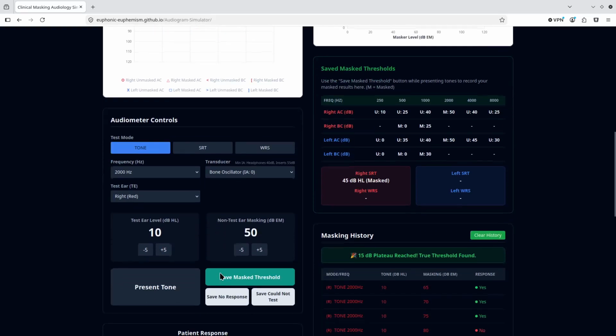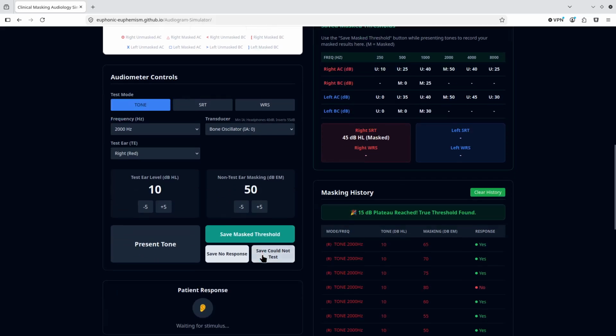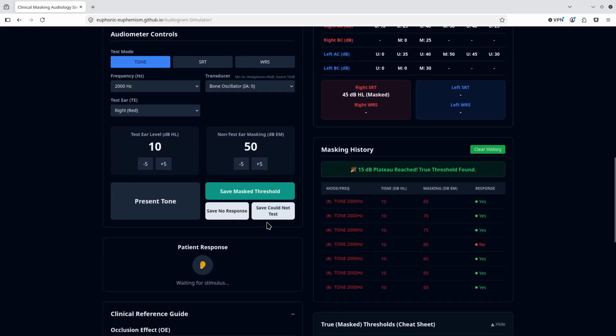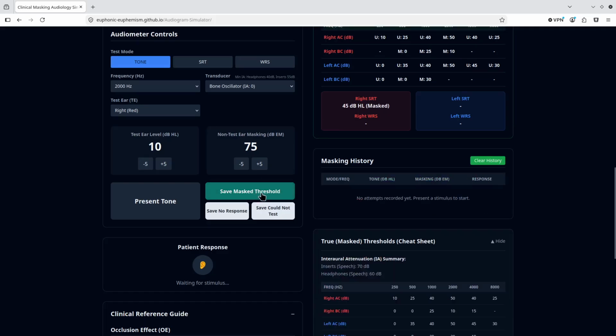Yeah, we're already in the plateau. So I think we're okay saving that as a response, getting rid of that safety factor. Maybe getting rid of that safety factor is the safe way to go with bilateral conductive hearing loss. So we had our masker up to as high as 75, so that's what we save it as.